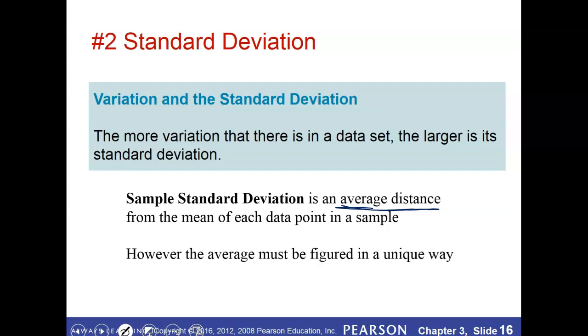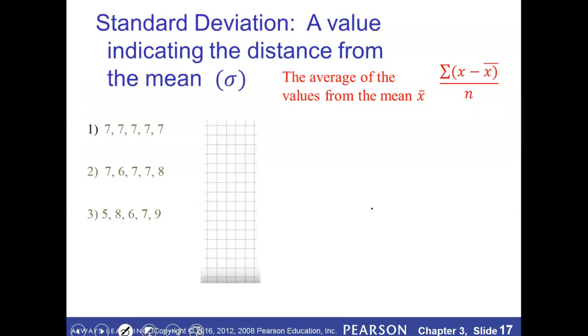So how do we calculate that? We're going to have to do it in a unique way. Let's take a look at these three sets of data points, set 1, 2, and 3. Set number 1 has a mean of 7. If this is 7 right here, the first one, the second one, the third one, the fourth one, the fifth one are all at 7. And so that's going to have a very low variation. The standard deviation is going to be very low.